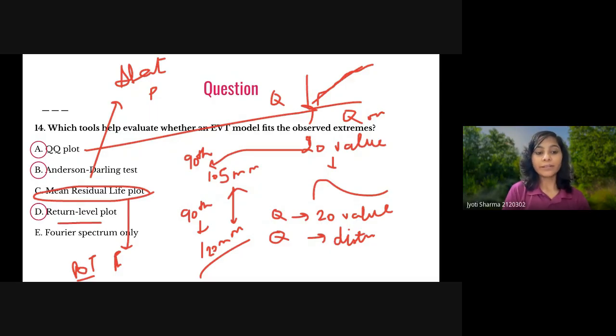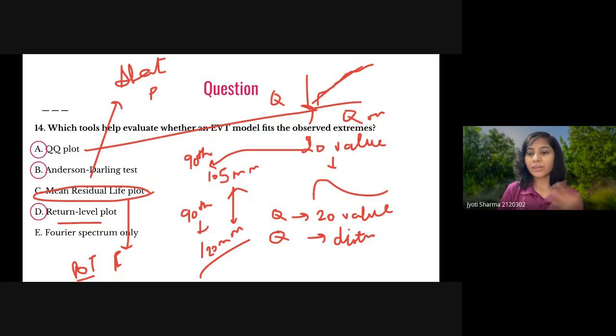Then we have the return level plot. Again, we are seeing that if one event is returning in 5 years, and we have the distribution, does the distribution also show a return level of 5 years, or is it showing a return period of 4 years? So we will see the difference in this return level also, and based on that we can see whether our model is correct or not.